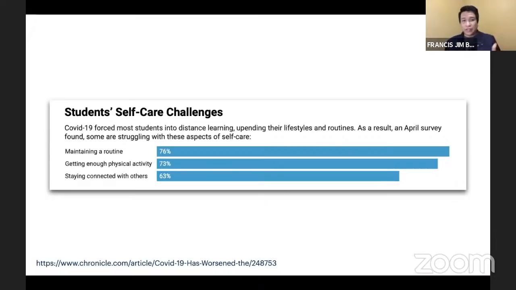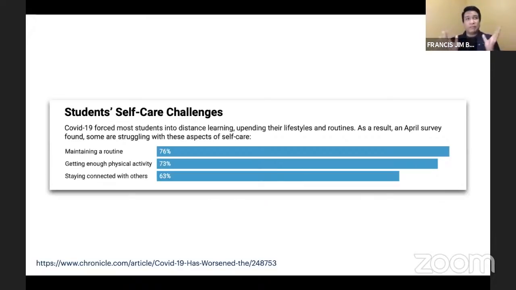So they also try to get enough physical activity, and they stay connected with others. So when we look at these things, these are the things that students value: maintaining a routine, getting enough physical activity, and even staying connected with others.